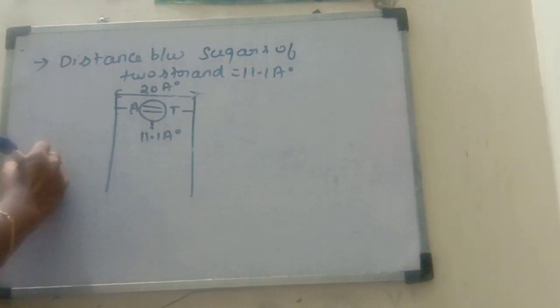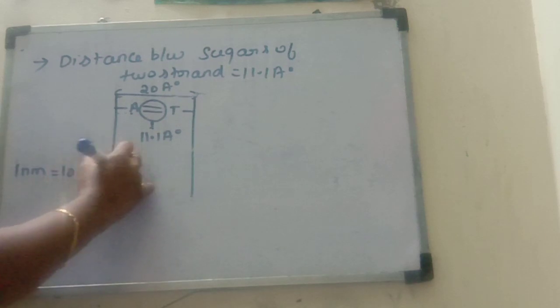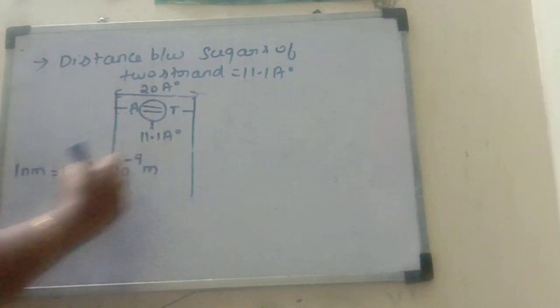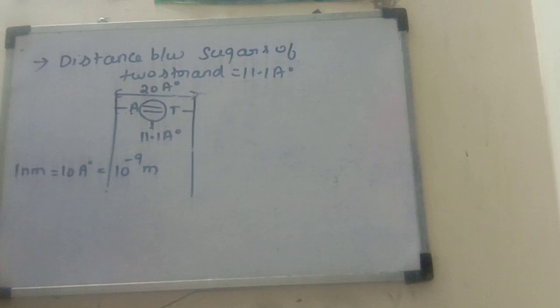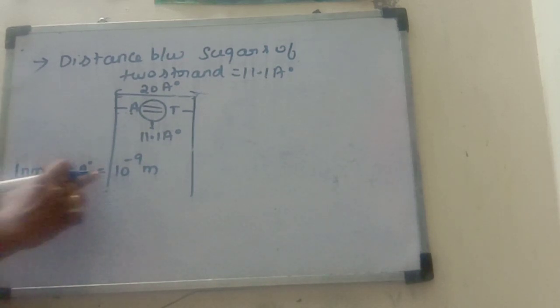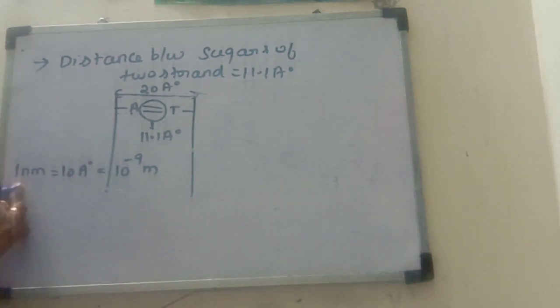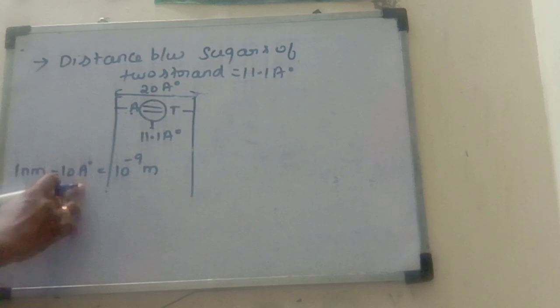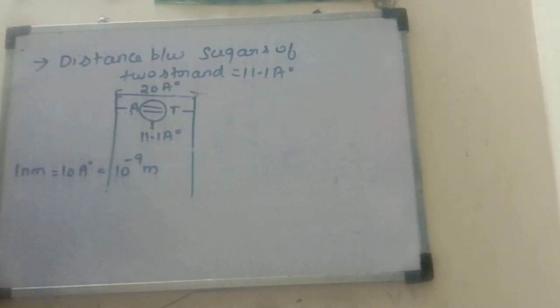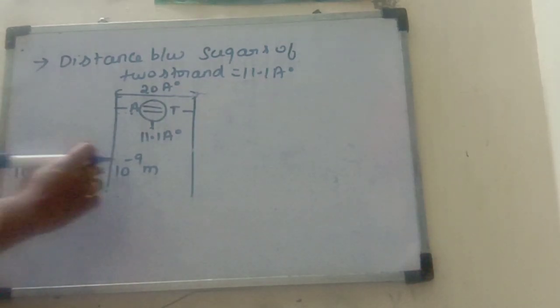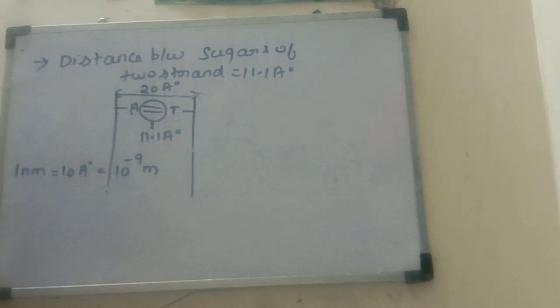And 1 nanometer is equal to 10 Angstrom, otherwise 10 to the power minus 9 meter. Because in some numerical questions, the question may give nanometer, and the options may be given in meter or Angstrom. So you want to know 1 nanometer is equal to 10 Angstrom, otherwise 10 to the power minus 9 meter. So these are the important features of B-DNA.